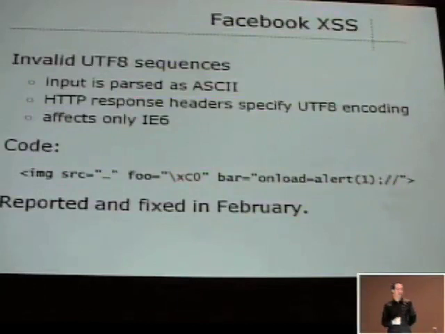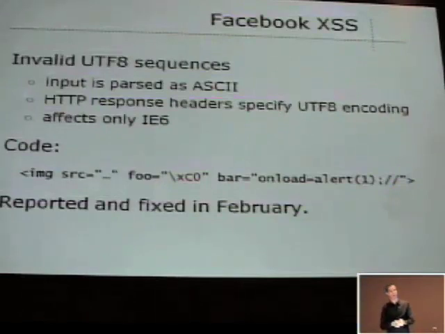Facebook was vulnerable to the UTF-8 bug because its parser seemed to treat everything as just ASCII or byte streams internally, but they were serving the output with a content encoding set to UTF-8. So you could inject a C0 byte inside an image tag, and Facebook would just output this, and then Internet Explorer 6 would parse this as a tag with an unload attribute, and then it will execute the JavaScript.